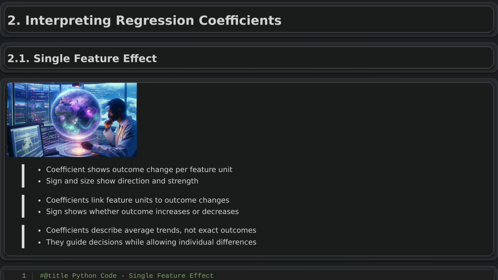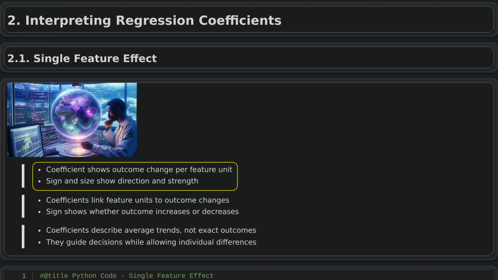Interpreting regression coefficients. Single feature effect. In a linear regression model, the single feature effect describes how one predictor influences the outcome, while other factors are held constant. For example, the coefficient for study time tells you how much the exam score is expected to change for each additional hour of studying.